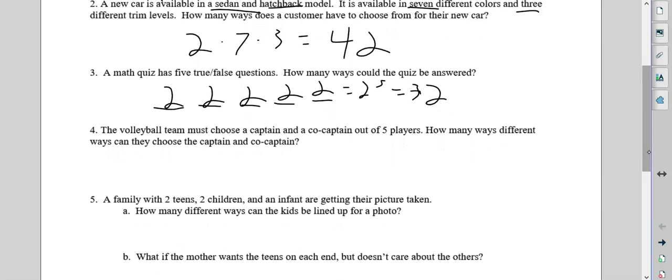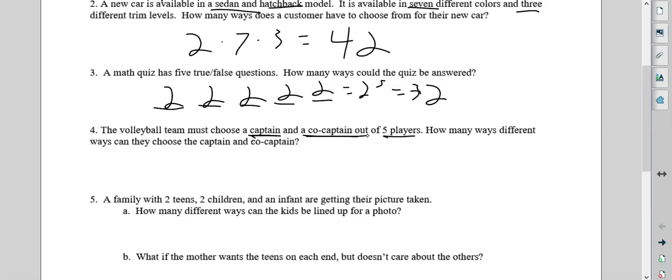The volleyball team must choose a captain and a co-captain out of 5 players. How many different ways can you choose the captain and the co-captain? Now remember, this is one like we did recently, where even though it sounds like captain and co-captain are similar, okay, they seem to have equal power, it's still a ranking because this is like captain and really an assistant. They're the co-captain, okay? So they still have a ranking.